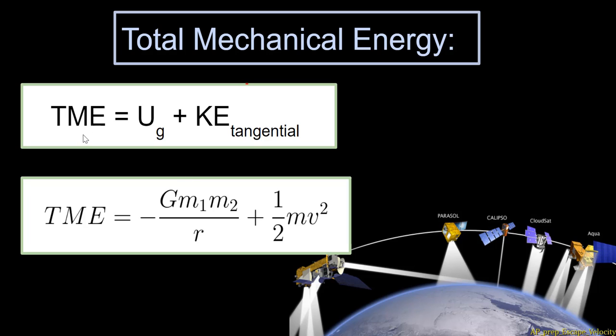All right, so quick review of total mechanical energy. Just like we did for small objects in the lab, the total mechanical energy is going to be all the stored energy and all the kinetic energy. In general, there are a lot more terms to TME, but the only type of stored energy we're going to count is the gravitational stored energy.